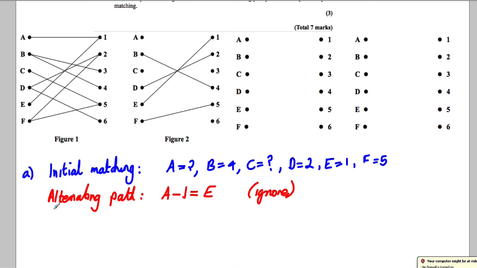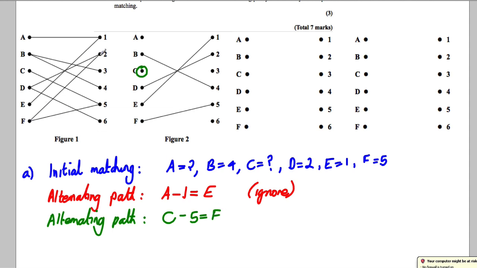So I'm going to try an alternating path again. I must remember to start at an unmatched and end at an unmatched. Because I ended at E, that was no good. So I'm not going to start at A this time. I'm going to start, let's say, at C. So what am I going to say? I'm going to say C could go to 5, but 5 is with F. So 5 is equal to F. Now I'm back at F.